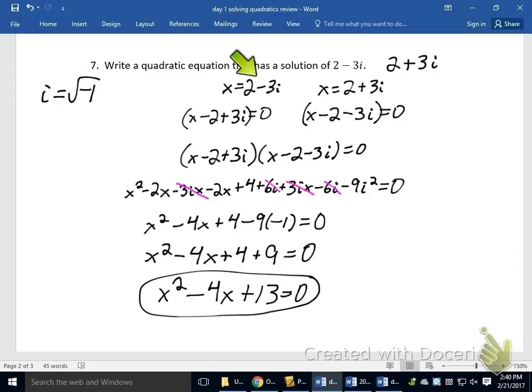Now you can check your answer by storing one of these two values as x and typing in this equation, making sure your calculator gives you 0 when you hit enter.